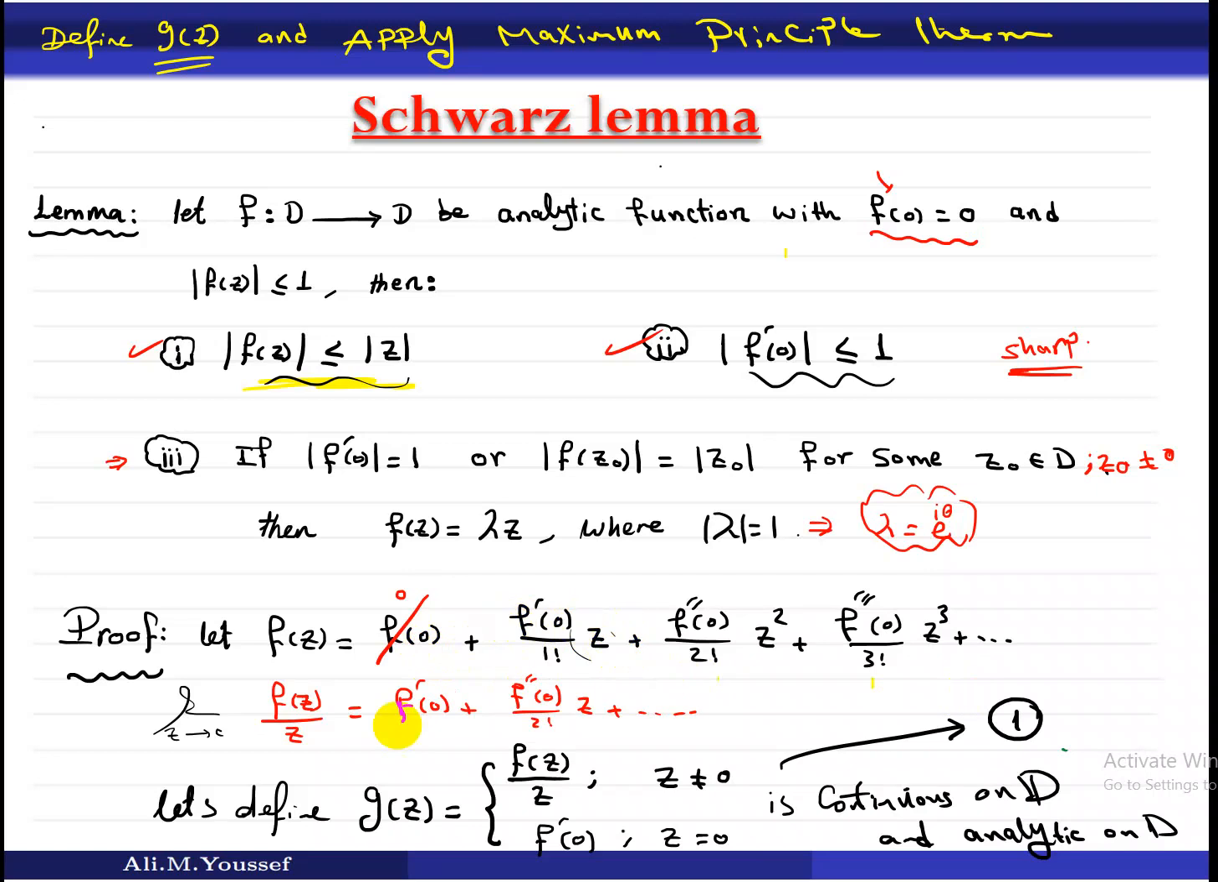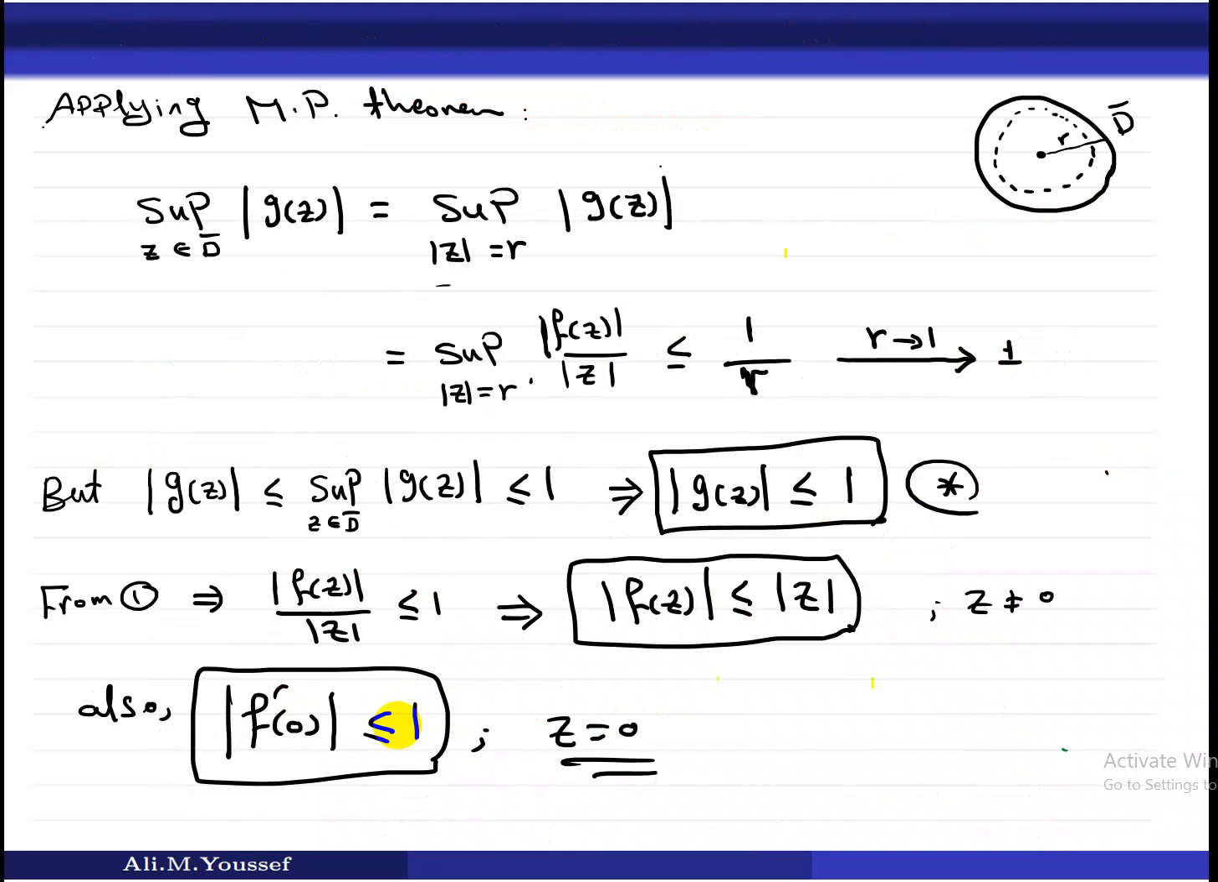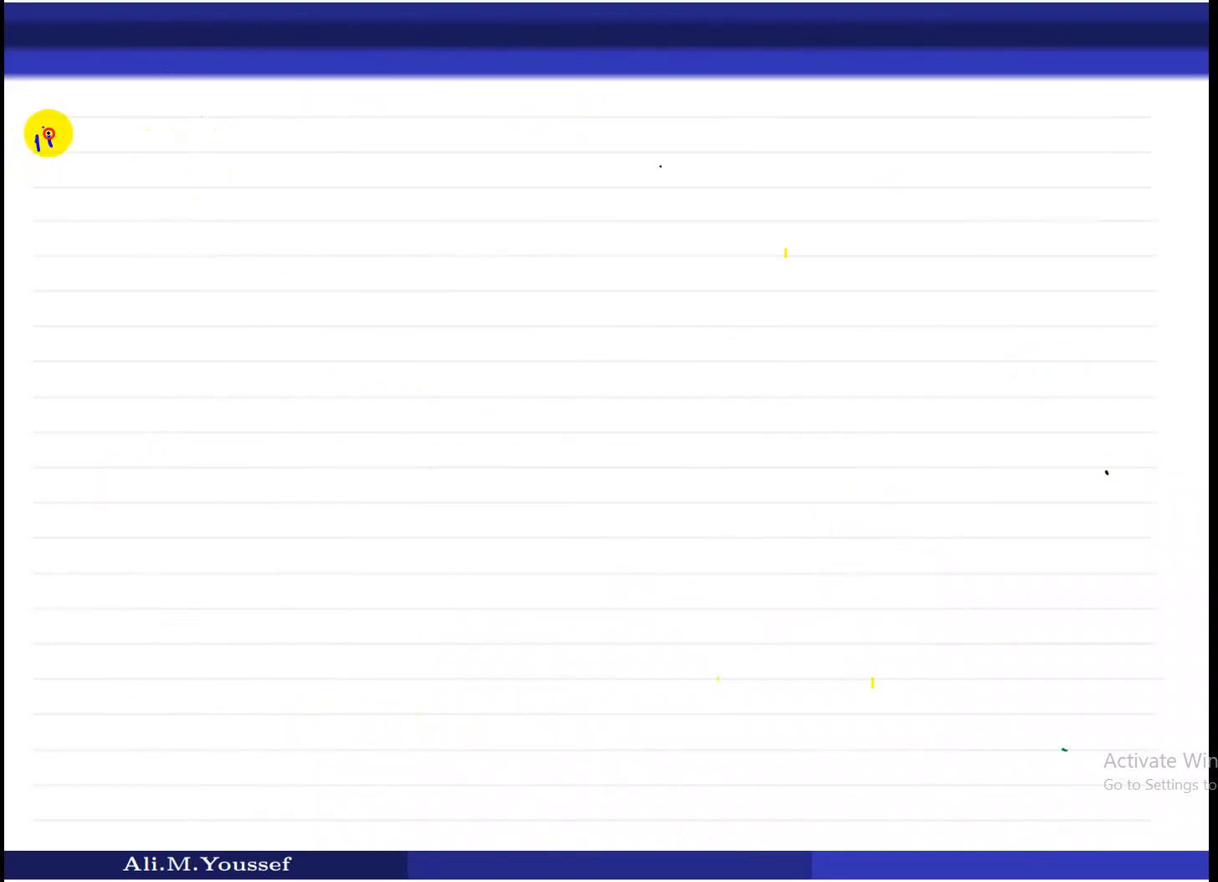Now, we want to prove that there is an extremal function. Extremal function means a function that makes these inequalities equalities. So instead of the modulus of f of z being less than or equal to the modulus of z, we want the modulus of f of z to be equal to the modulus of z. So let's see. This is the second part. To prove the triple I, here we can say that we prove this inequality is sharp.